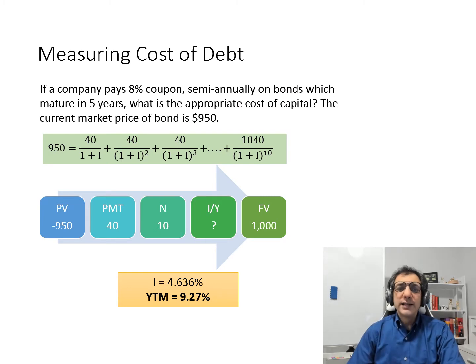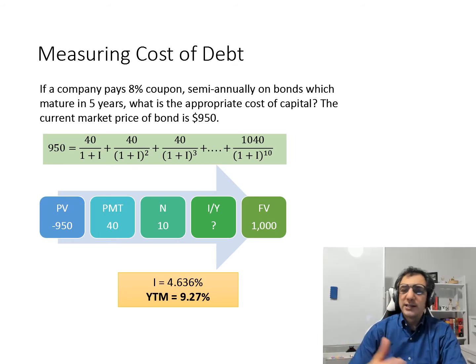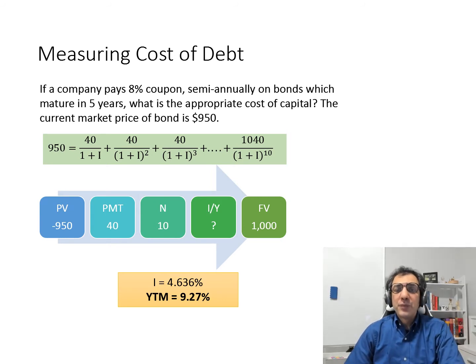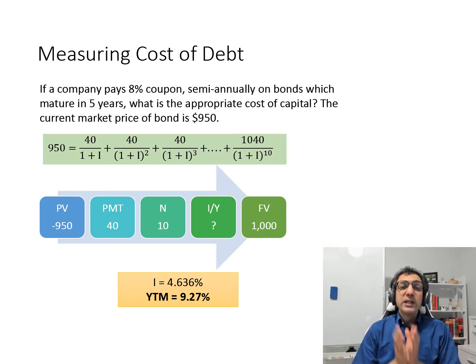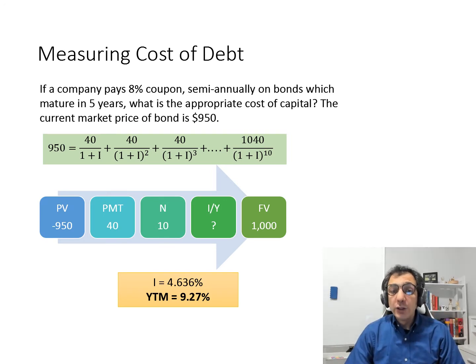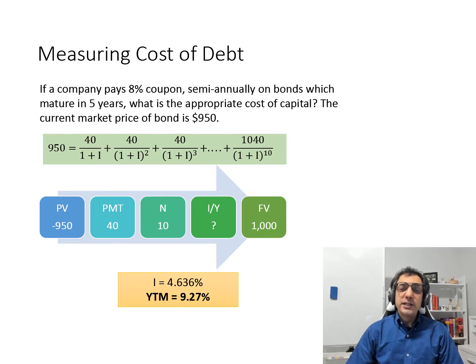Now, let's look at an example when it comes to a bond. As I mentioned, for the loan, it's not a big deal. Just use the interest rate as the cost of debt. But for the bond, it's a bit more complicated. You have to use the YTM instead of the coupon payment. For example, the company is paying an 8% coupon. When the company is paying 8%, we assume the face value is $1,000. It means on an annual basis, the company is paying $80.